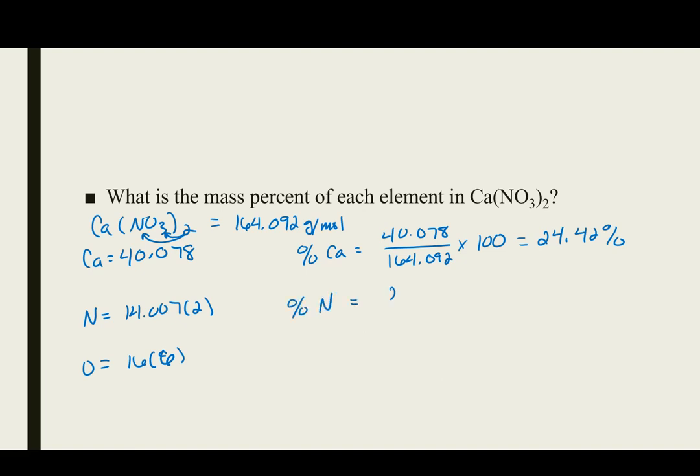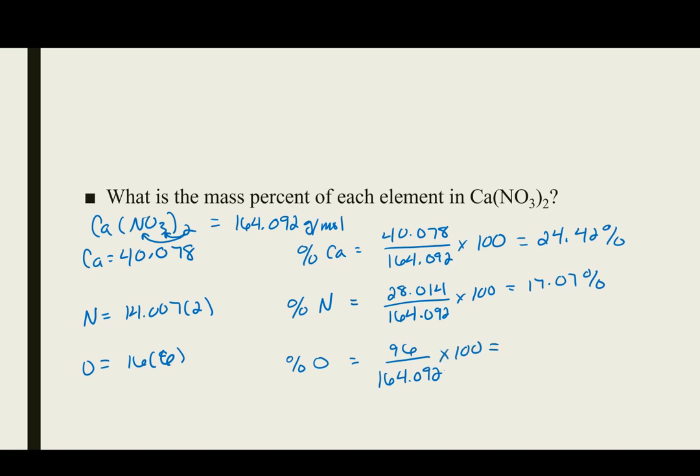I take the total mass of nitrogen in the compound. So that's the 14.007 times 2, so 28.014, over the total mass of the compound times 100. For this one it's 17.07. And then percent of oxygen, mass of oxygen in the compound, over the total times 100 is 58.50%.